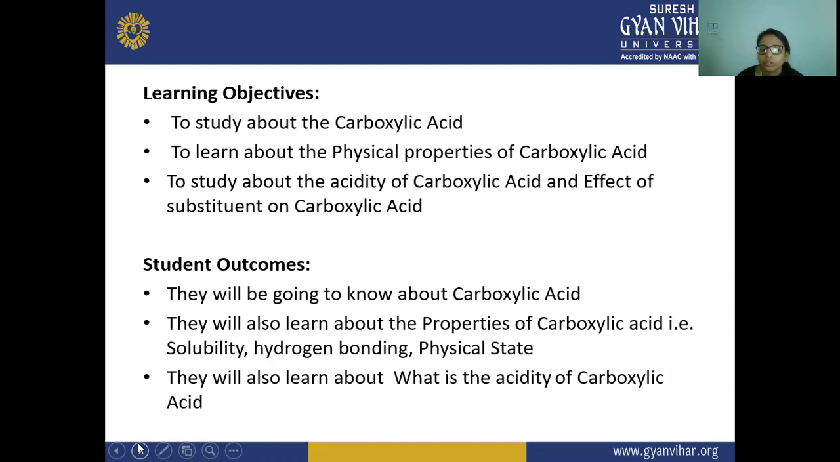Now also we are going to learn about the acidity. What is the acidity of carboxylic acid and what are the effects of substituents on carboxylic acid? Means here we are going to study about the acidity, how the acidity of carboxylic acid can be calculated, and what is the pH of this carboxylic acid, how much it is acidic compared to the other compounds. So here we are going to study all these things. Let's start our topic.